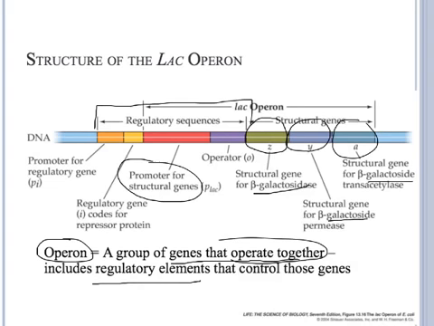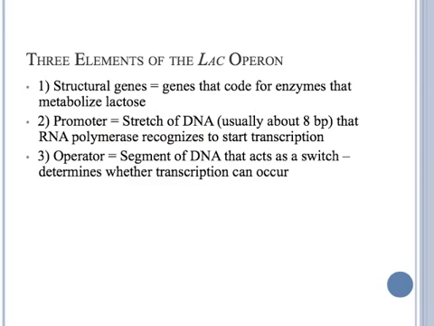So this is where RNA polymerase will bind at the beginning of transcription. And then the other one I want to point out is this operator, because that's going to become important later. Okay, so this just breaks down what we just talked about in that picture.